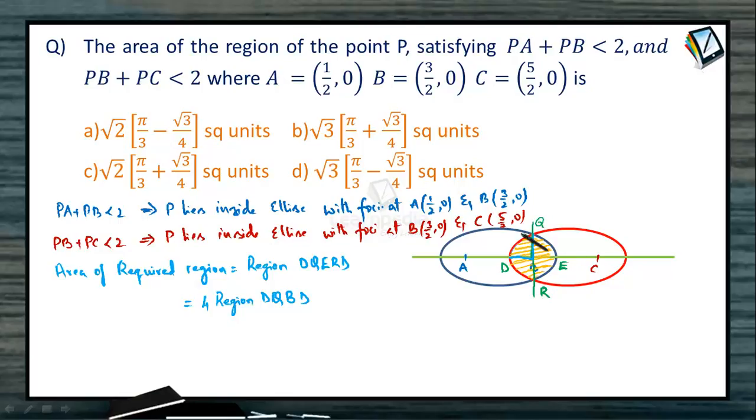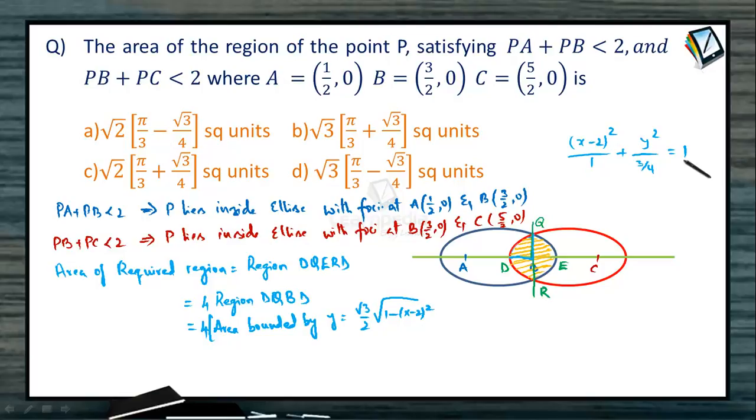How do we calculate this portion of the area? This is the area bounded by the second ellipse. The center is (2, 0), so the equation is (x minus 2) whole squared by 1 plus (y minus 0) whole squared by 3/4 equal to 1. As a function of y, this is root 3 by 2 times the square root of 1 minus (x minus 2) whole squared. What are the two limits of integration? The point D and the line QR.